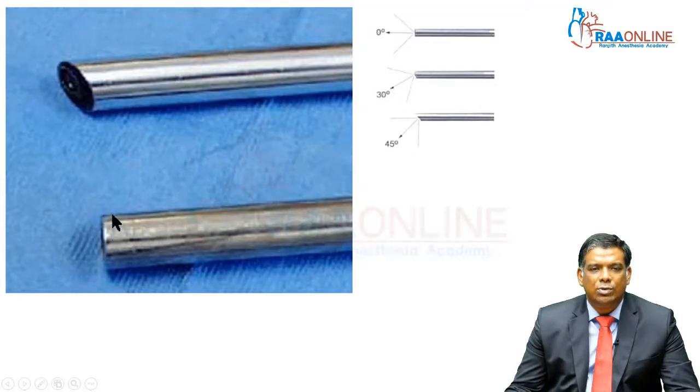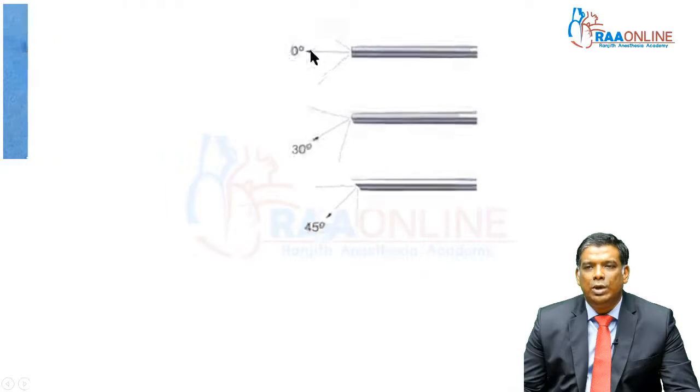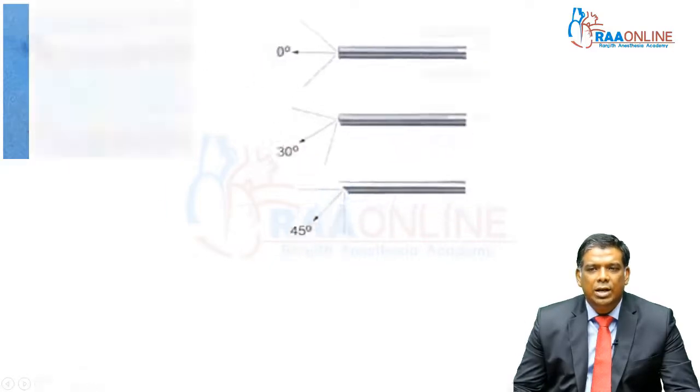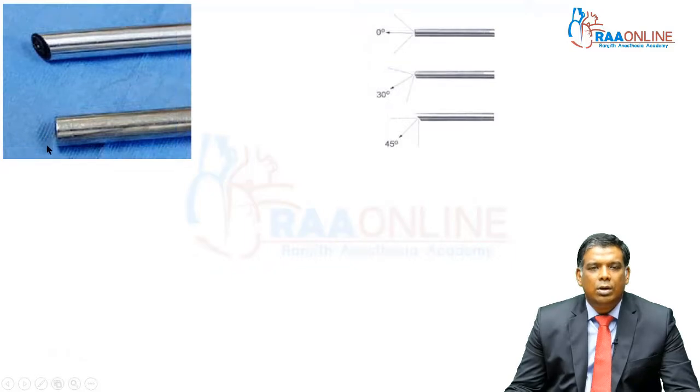Now, if it's going to be straight like that, that is called a 0-degree scope. And this is the type of vision that you will get. You will get a direct end-on vision from a 0-degree telescope. This is the most commonly used scope.